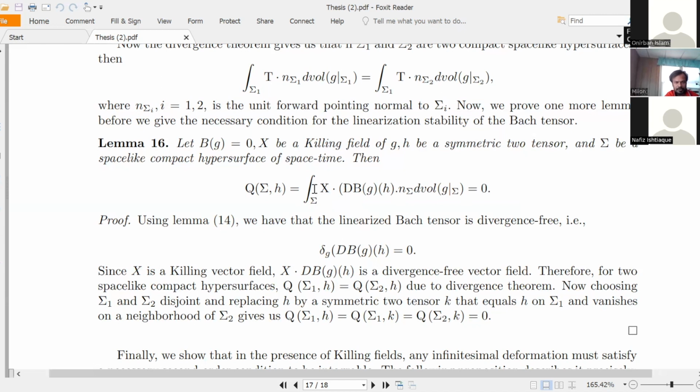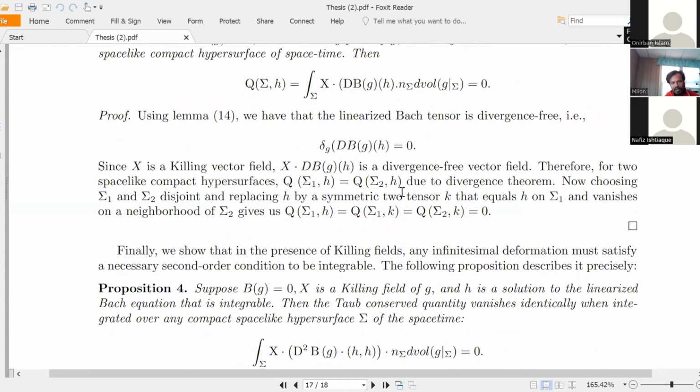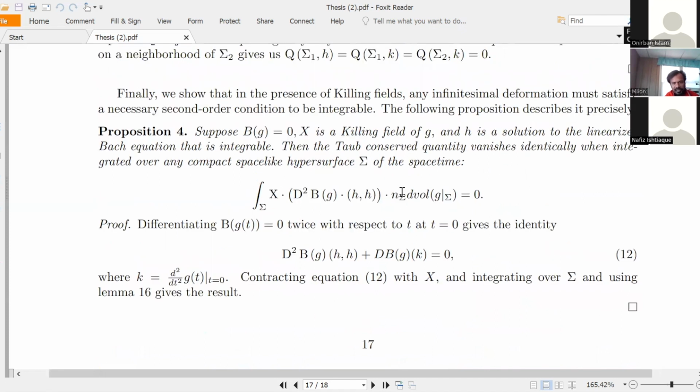And if you take the integral over a three-dimensional slice, then this integral will be zero. And the proof is honestly like a two or three lines argument. It comes from the generalized divergence theorem. I'm going to skip the proof. And finally, this is the result we did so far.